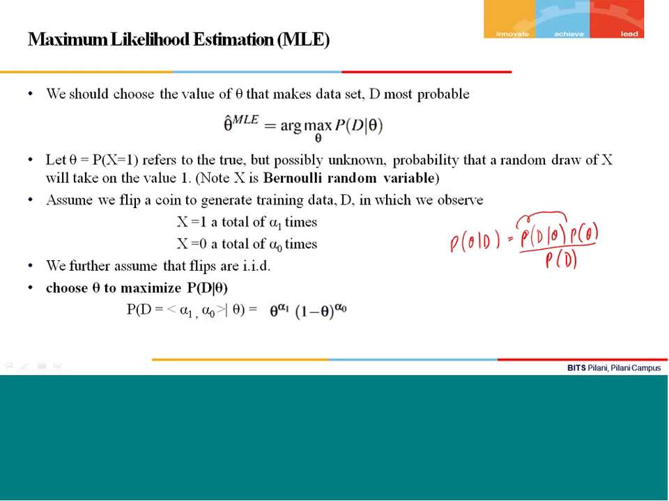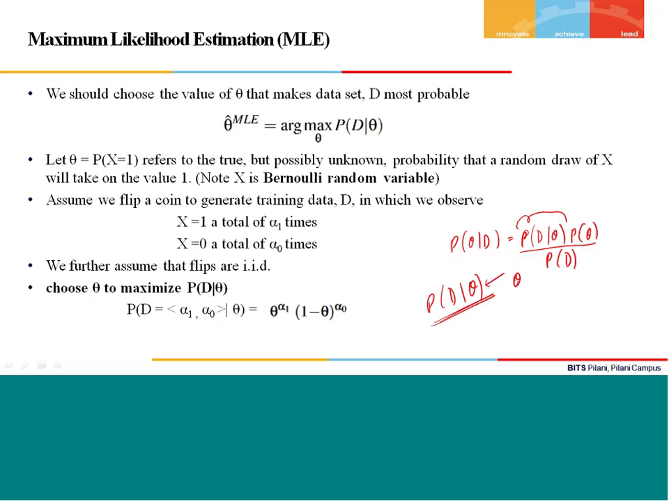What is the value of theta which will maximize my data? That's what I'm explicitly looking for in maximum likelihood estimation. So this is the only thing I am going to consider: the probability of D given theta, and I'm looking for that theta which will maximize this term.